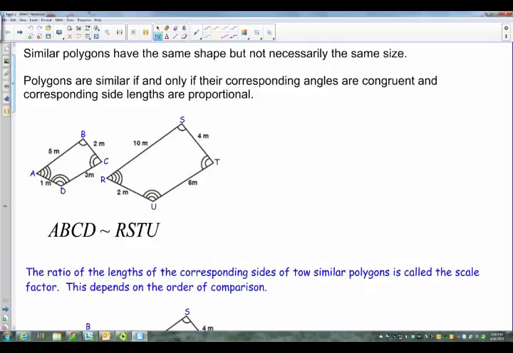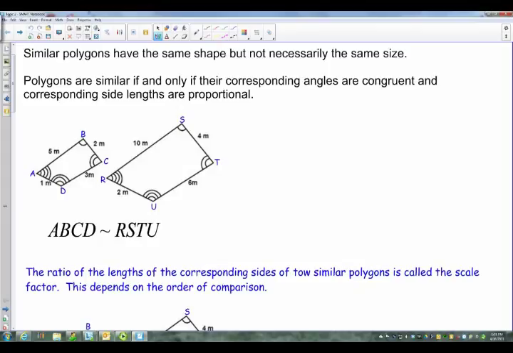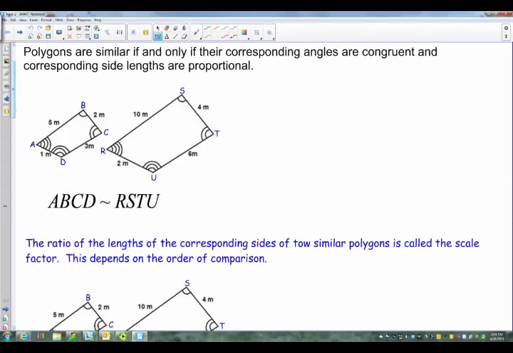Now when they talk about corresponding, they mean as you go around this figure, they are the angles or sides that would be considered the same ones if they enlarge these figures. Okay? So if you look at this figure here, we've got some similar figures, similar quadrilaterals. These are four-sided figures. And we've got what's called a similarity statement. So ABCD is similar to RSTU, and this works the same way as a congruent statement.